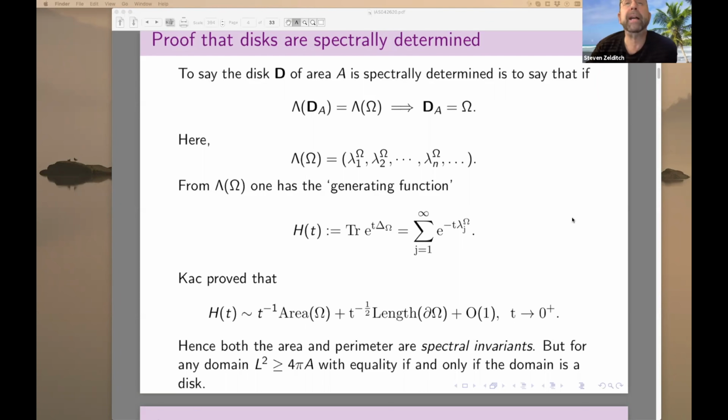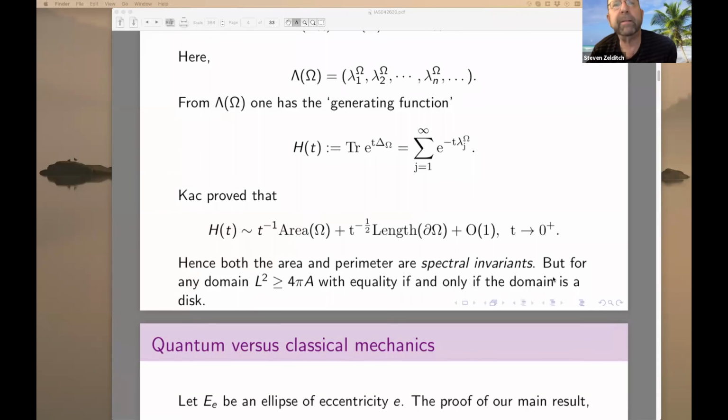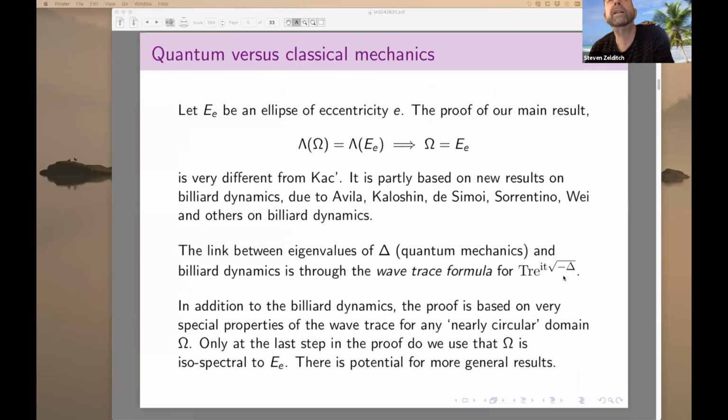So, okay. These are spectral invariants. These area and perimeter are spectral invariants. And in some sense, we're going to look at more complicated generating functions and try to get more kinds of spectral invariants from them. As I say, we're going to be looking at domains isospectral to an ellipse of eccentricity E. And our result is that if you have the same Dirichlet eigenvalues or Neumann eigenvalues as an ellipse of eccentricity E, then you must be isometric to an ellipse of eccentricity E. So I say it's very different.